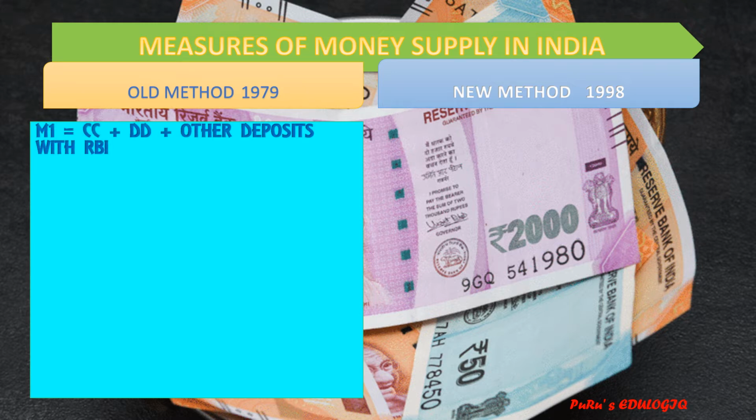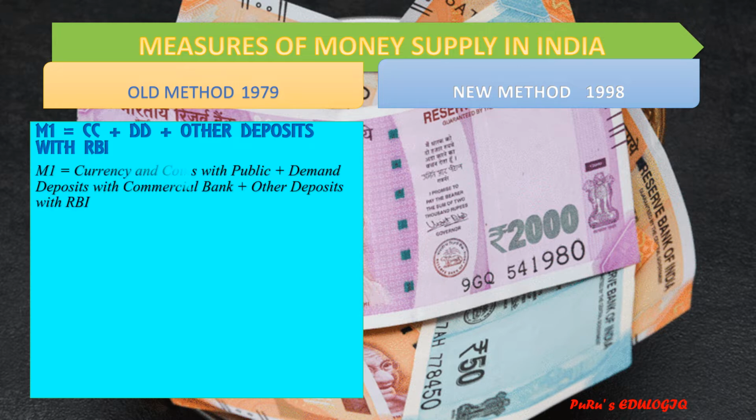M1 is CC plus DD plus other deposits with RBI. CC refers to currency and coins, DD refers to demand deposits. Now what are other deposits? Other deposits are the demand deposits made by the public institutions like IDBI, SIDBI, and also by the foreign central banks and international financial institutions.